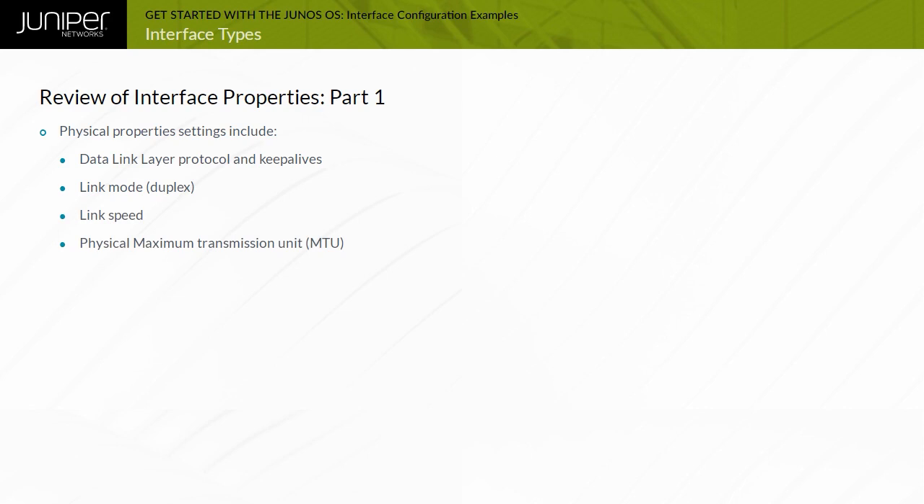Maximum Transmission Unit, or MTU. You can vary the size from 256 to 9,192 bytes. Clocking refers to the interface clock source, which can either be internal or external. Scrambling refers to payload scrambling, which can be on or off.